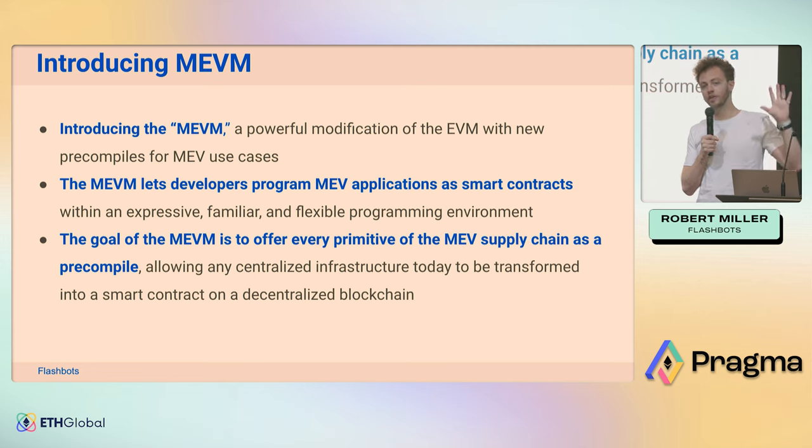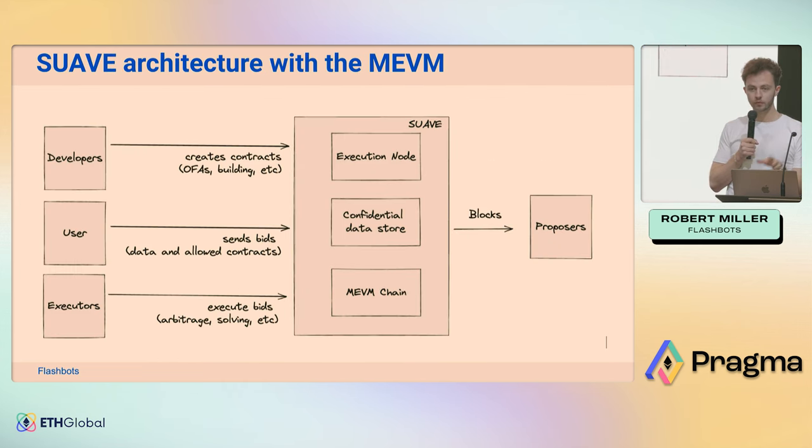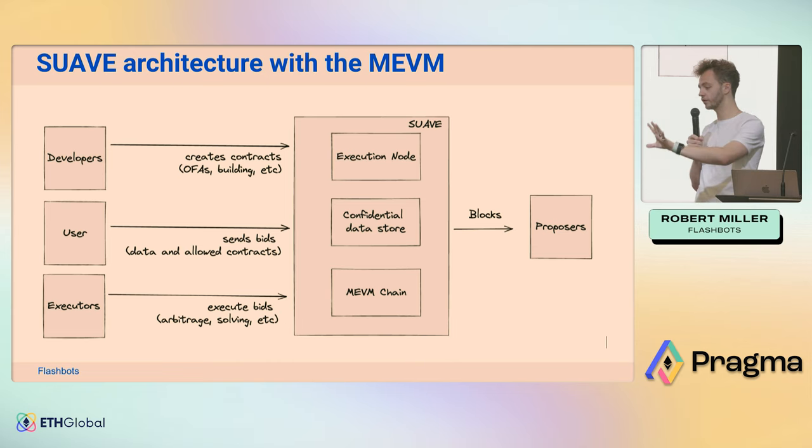So our goal with the MEVM is to take every part of the MEV supply chain that exists today and offer it as a precompile so that in your smart contract, you can call those precompiles and compose them together and write really complicated MEV infrastructure to do things that you can't do on-chain in Ethereum today. I'll run you through the architecture of how this looks at a high level, and then an example smart contract written with the MEVM.